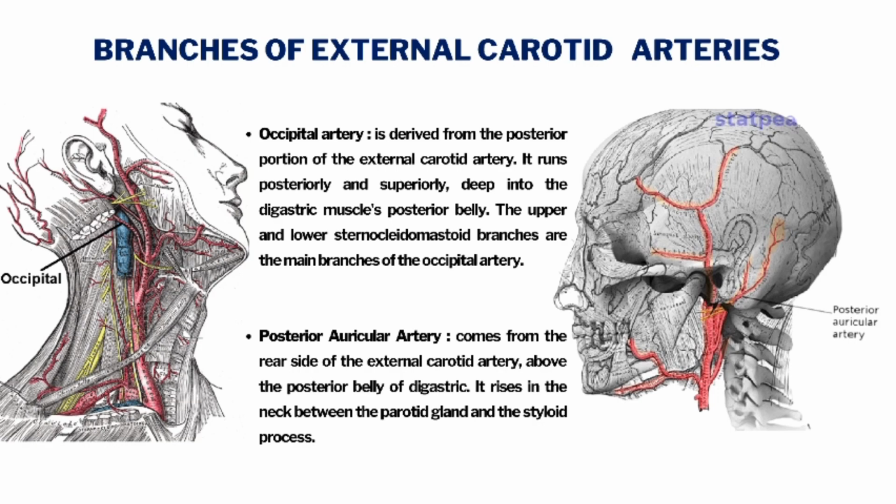The upper and lower sternocleidomastoid branches are the main branches of the occipital artery. The occipital artery has two main branches, the upper and lower, to the upper part of sternocleidomastoid in the neck.